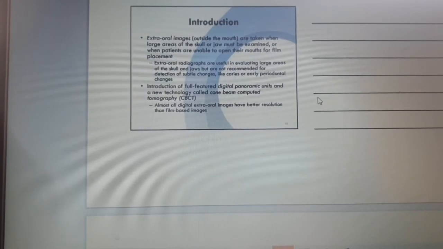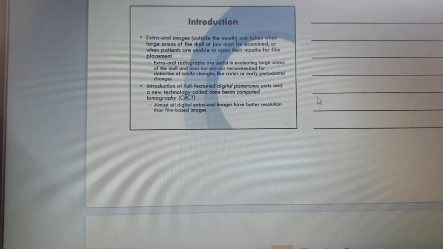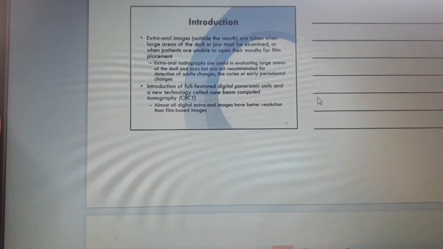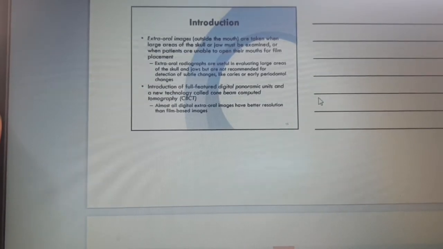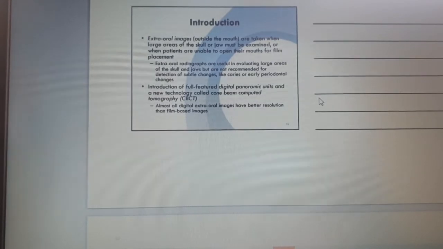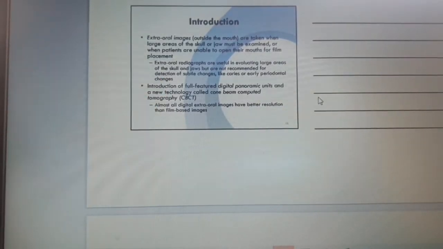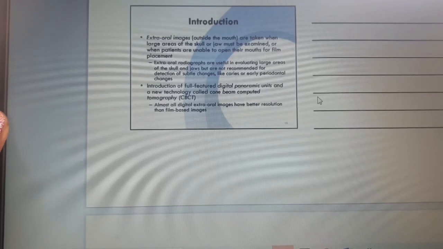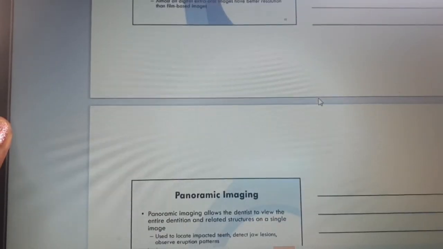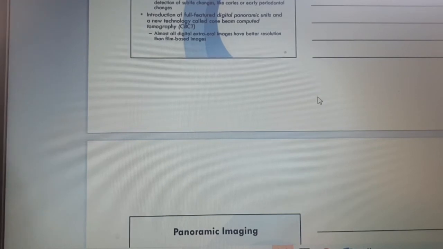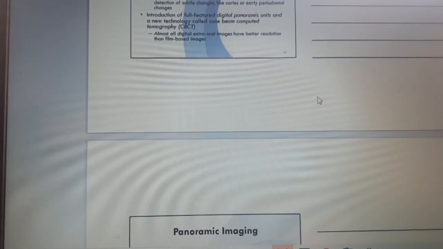So almost all digital extraoral images have better resolution than the film-based images. Film images are more tedious in terms of processing and waiting on them, and you as the assistant having to deal with the fixer solution as well as the developer solution, and making sure that it is up to the standards of all the radiographic organizations. So it's a bit more tedious as opposed to the digital one, but digital is not as conventional because it's a bit more expensive versus the film-based machinery.